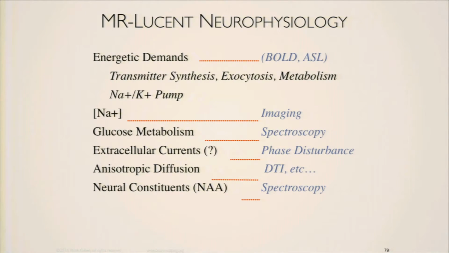There are many, many features of neurophysiology which become visible using magnetic resonance. And those include the energetic demands. The energetic demands from these various components that I've talked about become visible through blood flow effects using technologies such as BOLD, blood oxygenation level dependent signaling, and arterial spin labeling, which is a flow effect.